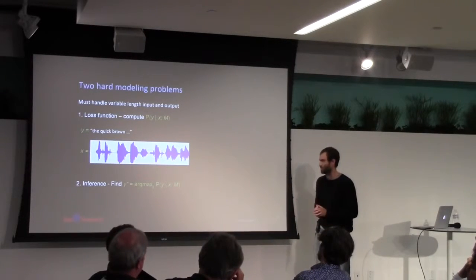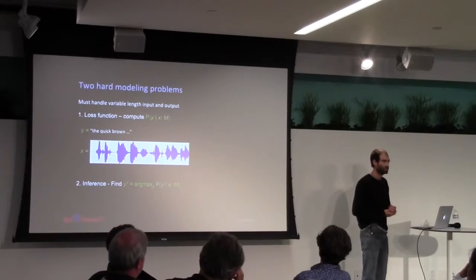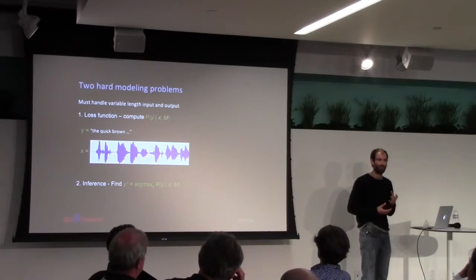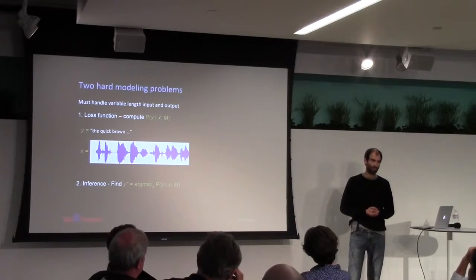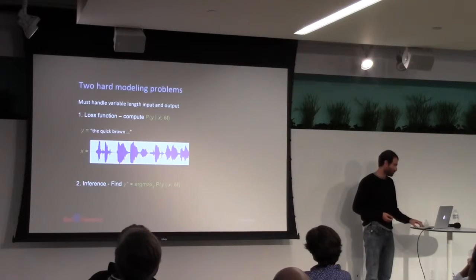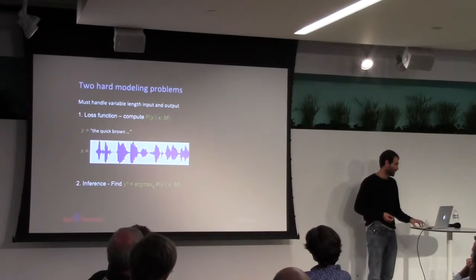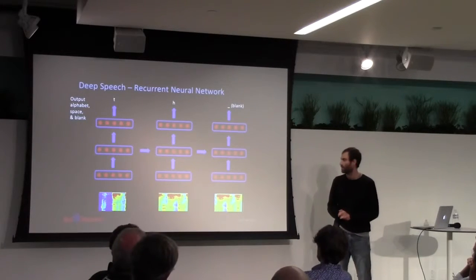So I'm not going to talk about inference, but the way that we do it is essentially a beam search, a modified beam search, which is not terribly complicated, so I'm not going to talk about that in the interest of time. So I'll talk a bit about the loss function and how that works, how we get around the alignment problem.